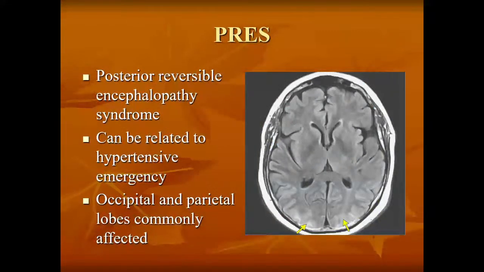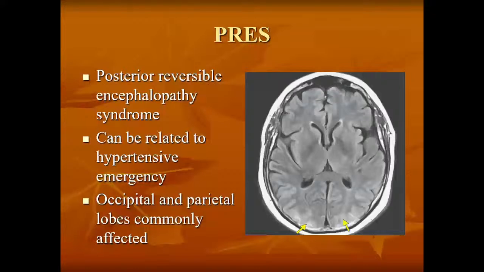This one's actually really cool. I've seen this multiple times in the ER. This PRES syndrome is posterior reversible encephalopathy syndrome, right? And there's other causes, but a lot of times when we see it, it's related to this hypertensive emergency. And the occipital and parietal lobe are commonly affected here. So they get a lot of changes in vision. They get changes in speech patterns.